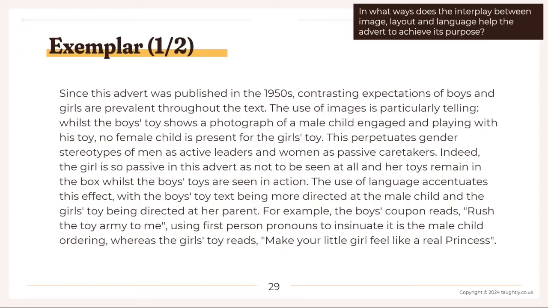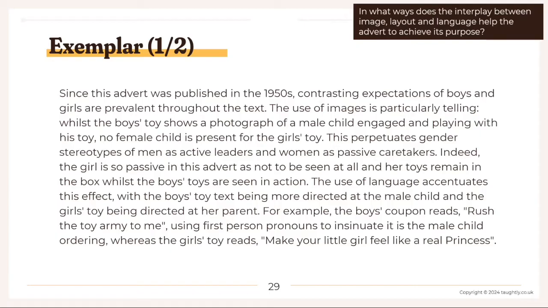The use of images is particularly telling. Whilst the boy's toy shows a photograph of a male child engaged and playing with his toy, no female child is present for the girl's toy. This perpetuates gender stereotypes of men as active leaders and women as passive caretakers. Indeed, the girl is so passive in this advert as to not be seen at all, and her toys remain in the box, whilst the boy's toys are seen in action.